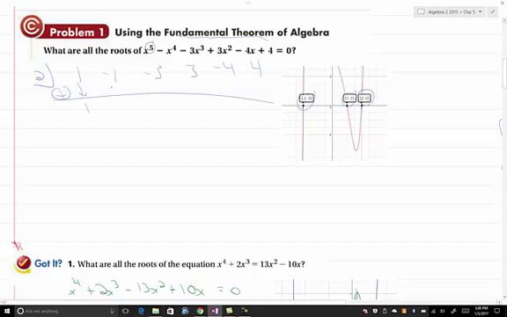Bring down the first one, we get 2, we get 1, we get 2, we get negative 1, we get negative 2, we get 1, 2, we get negative 2, 2, we get negative 4, 0. That is good because I cannot have a remainder, otherwise I did something wrong. So I took care of that.